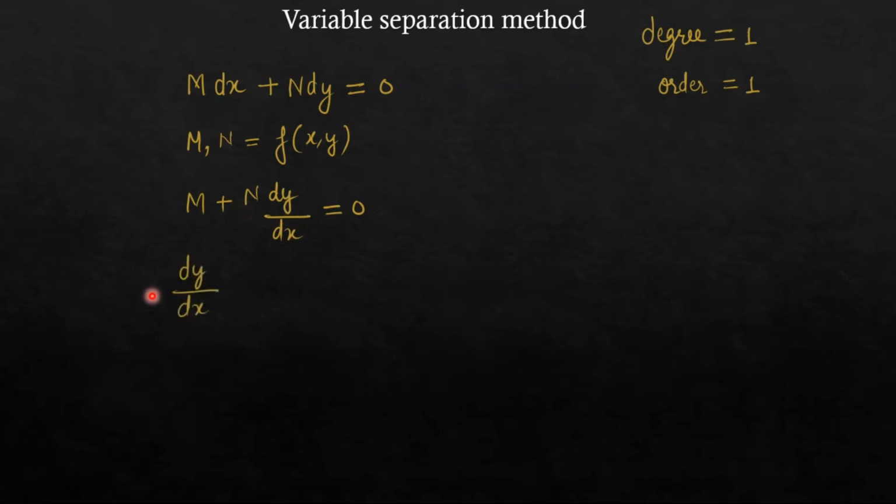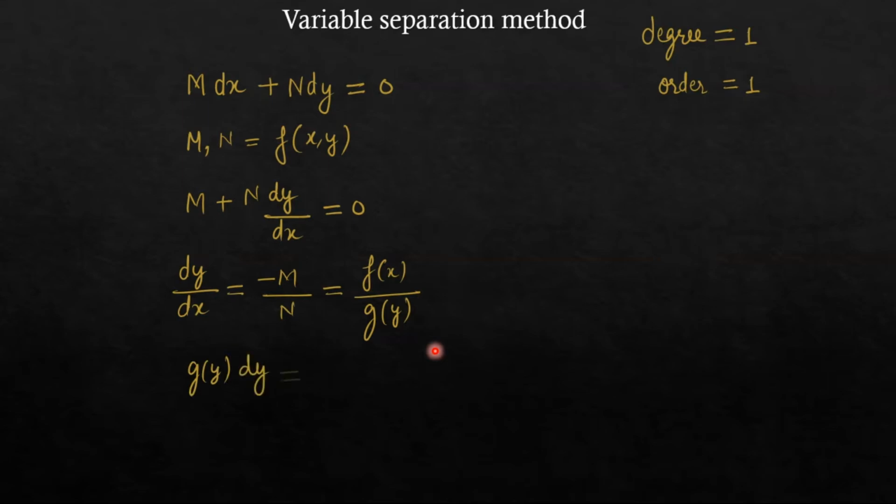Further I can write it as dy by dx equals minus M by N. I have taken this M to the other side and divided by N, so it will become minus M by N. And suppose it comes out in this fashion, that is f(x) upon g(y). That is, a function of x and a function of y can be separated. Then in that case, what you can write down is g(y) dy equals f(x) dx.